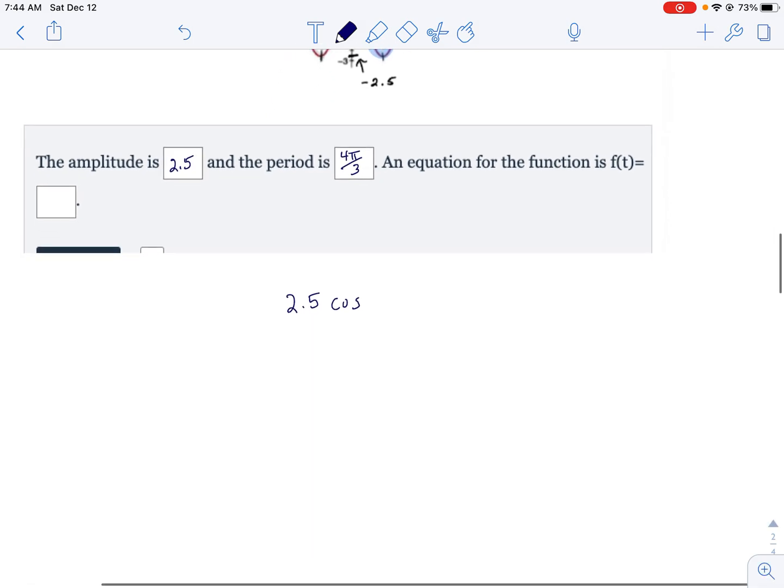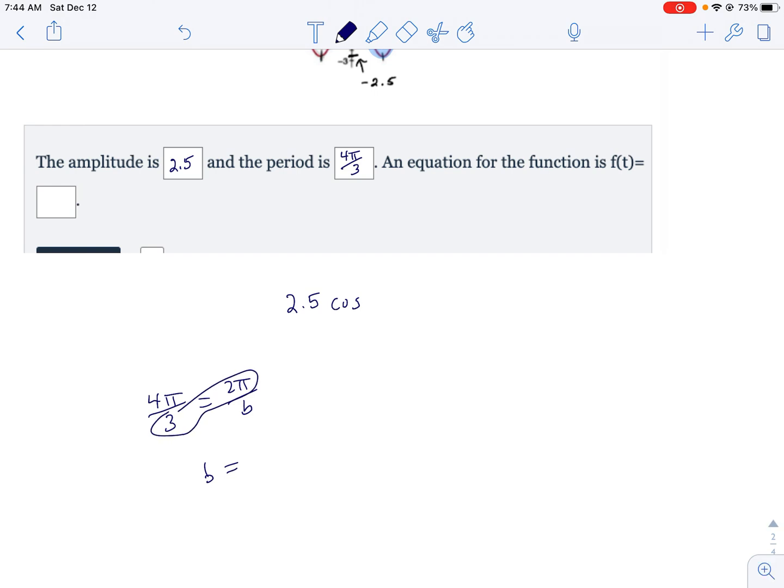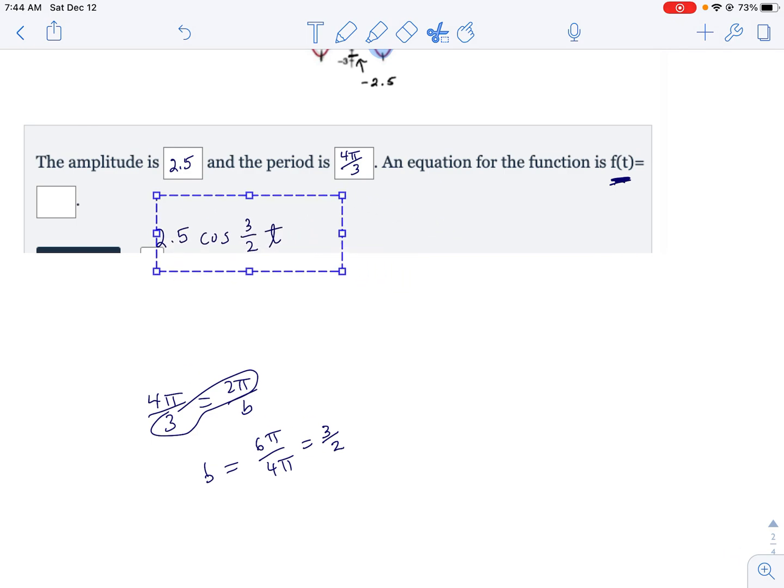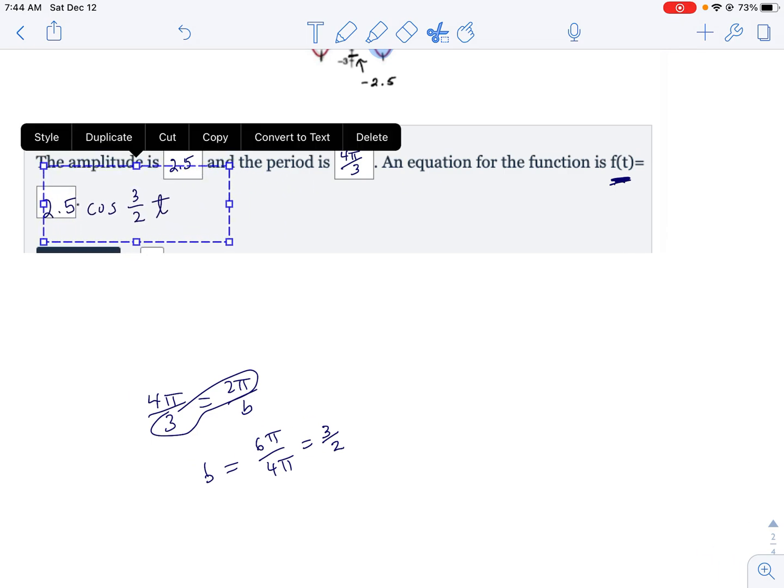And then we got to do that little calculation, right? 4 pi over 3 equals 2 pi over b. We cross multiply and get 6 pi over 4 pi, which reduces to 3 halves. Notice, if the period has pi in it, b will not. So this becomes 3 halves t. And of course, f of t is already given by Delta Math, so don't rewrite that, because these get graded by a computer. That would go right there in that box.